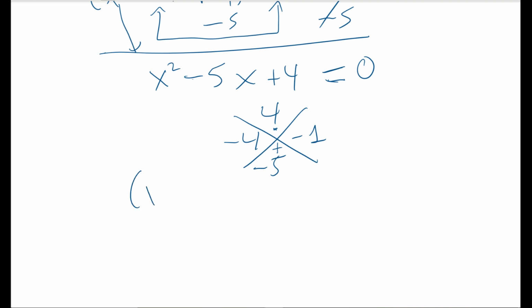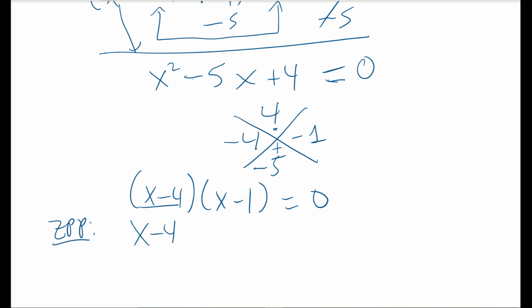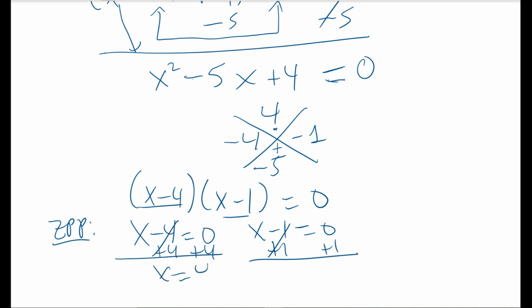So we can factor this: x minus 4, x minus 1 equals 0. Use the zero product property. Set both of those equal to 0 and solve. Add 4 to both sides, add 1 to both sides. x is 4 and x is 1.